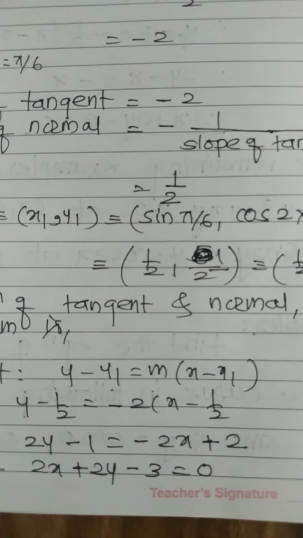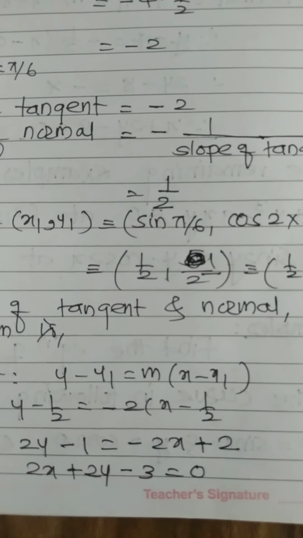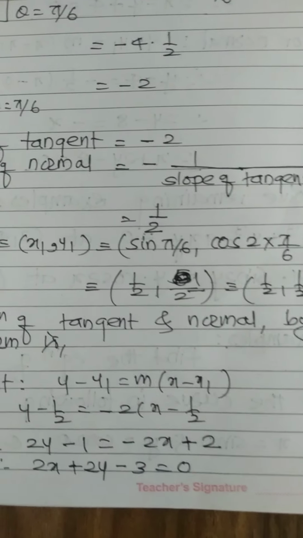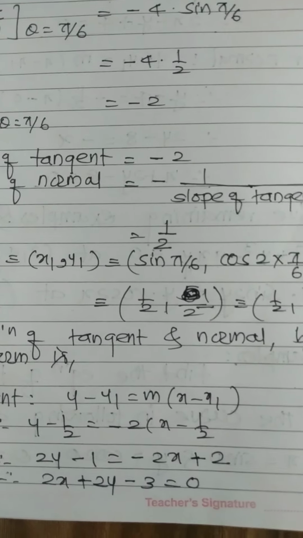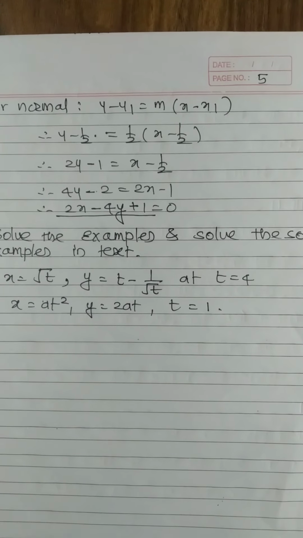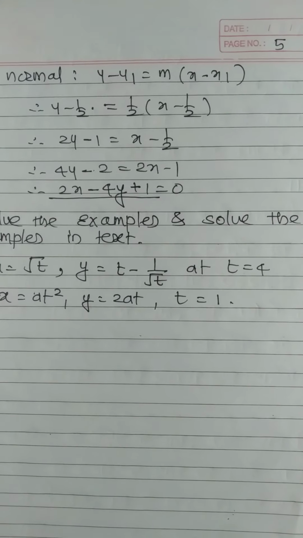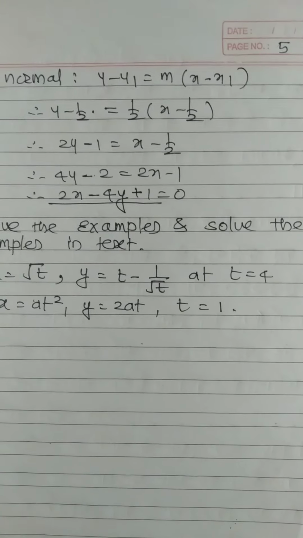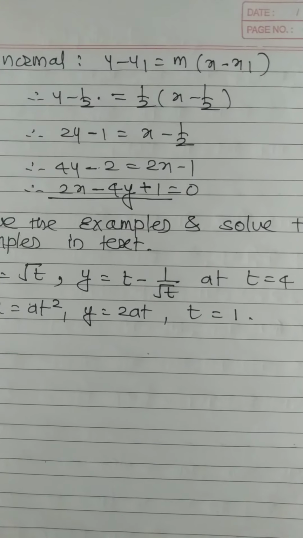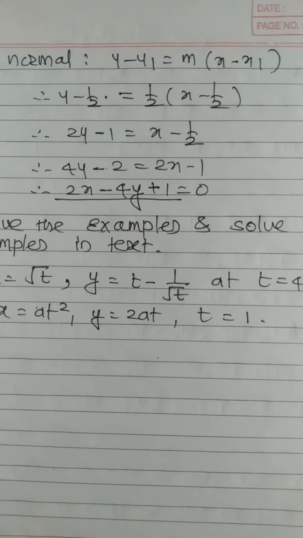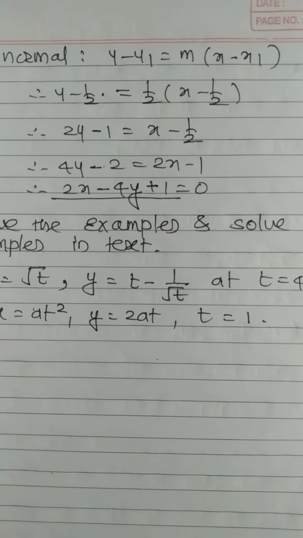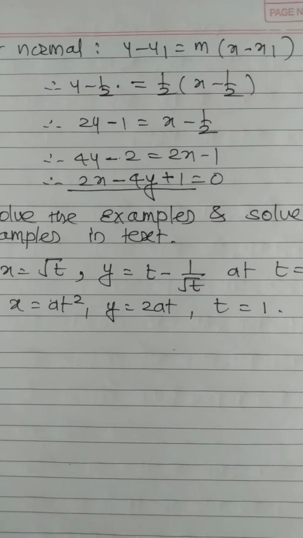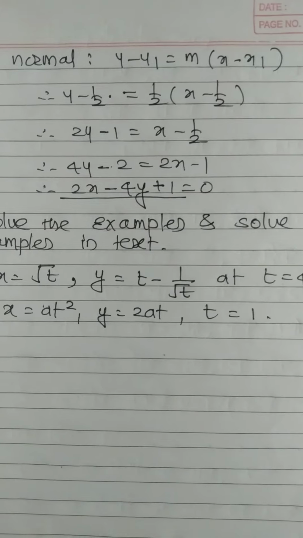Multiply by 2 to both sides, and then we can calculate the equation of the tangent. For the normal, y minus y1 equals m into bracket x minus x1, so y minus 1 by 2 equals 1 by 2 into bracket x minus 1 by 2. Multiplying by 2, it is 2y minus 1 equals x minus 1 by 2. Again multiply by 2, so 4y minus 2 equals 2x minus 1. After modification, 2x minus 4y plus 1 equals 0.